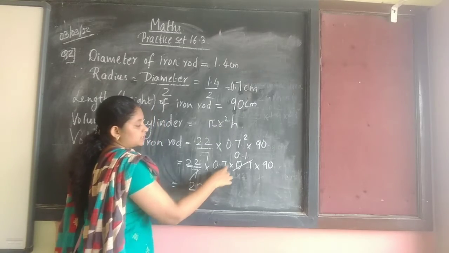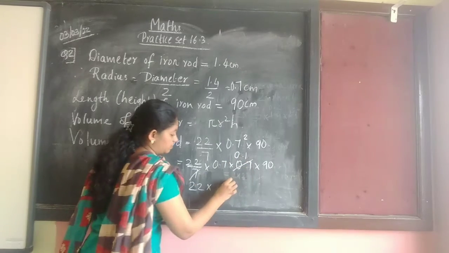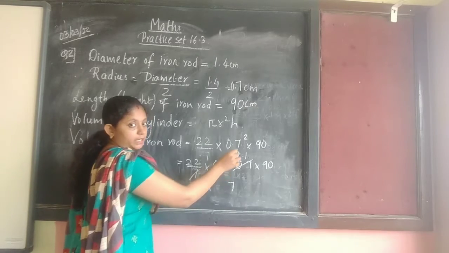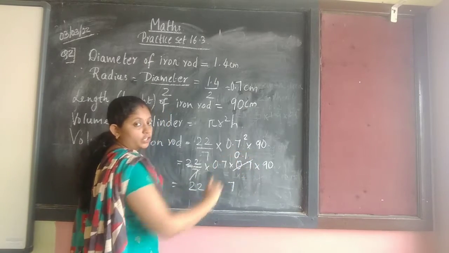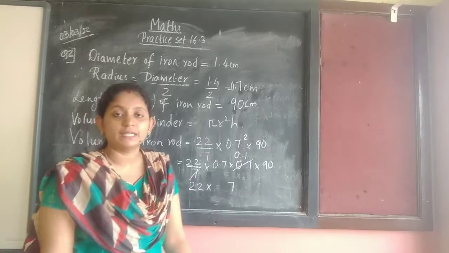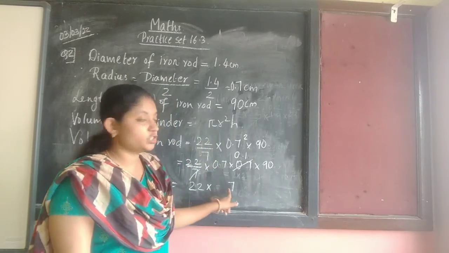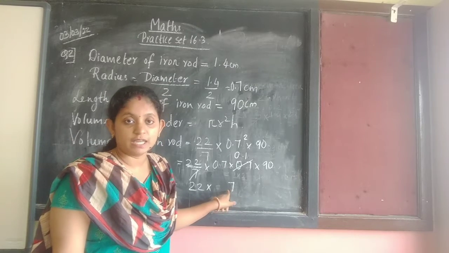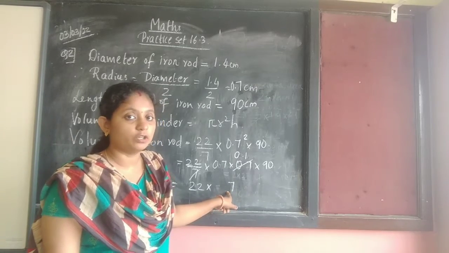22 into 7 ones are 7. Decimal point. Here also before one number, here also before one number. So altogether before how many numbers are you going to put the decimal point? Before two numbers you have to put the decimal point. But students, here only one digit is there. So how can you put the decimal point before two numbers?